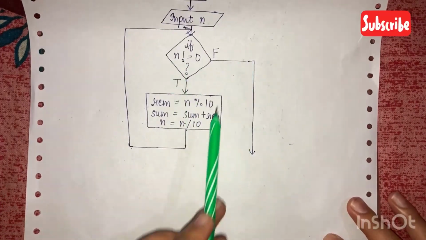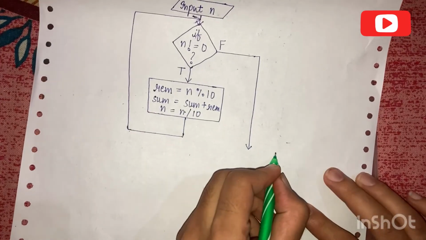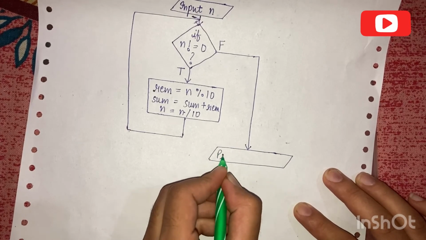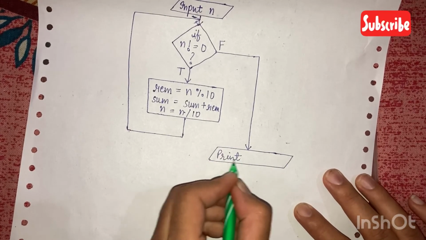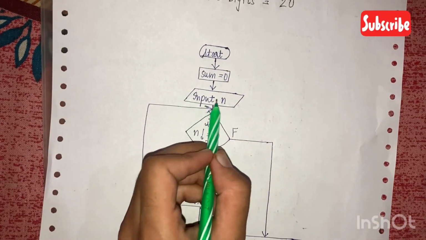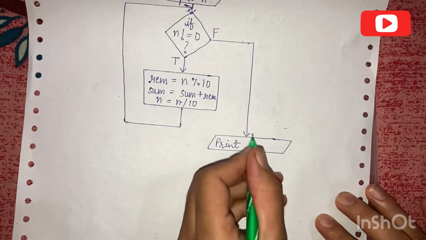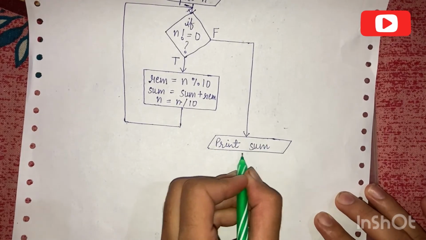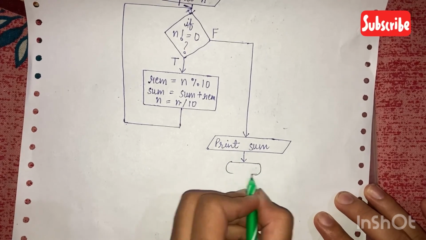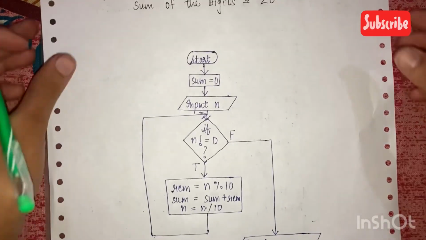After checking all this code, if the condition is false, then we are printing the sum, so we use the command print. We can also write output here, we can also write read here. Read n or input n, both are correct. Output sum or print sum, both are correct. After printing the sum, the code ends, so we will write stop. So this is the flowchart.